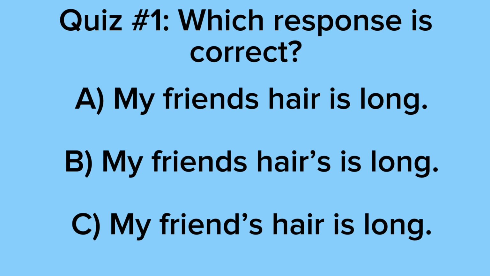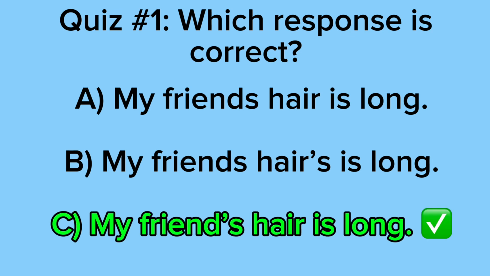And C says, my friend's hair is long. And in option C, friend's is showing ownership. My friend's hair. The hair belongs to my friend. So if you selected C, good job. That's the correct answer.